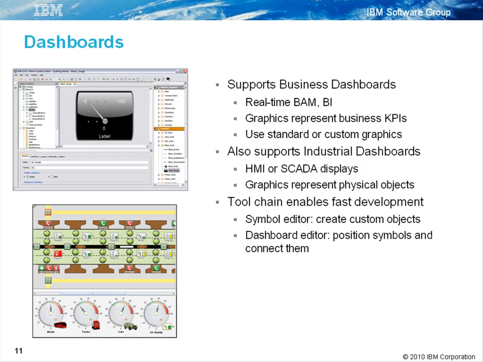Dashboards created with JViews Enterprise can be one of 2 types, a business dashboard or an industrial dashboard, shown in the lower image. Both types of dashboards are for monitoring. In other words, the graphic objects will show changes to the underlying data in real time. Business dashboards, also called business activity monitoring and business intelligence displays, use symbols to display business key performance indicators.